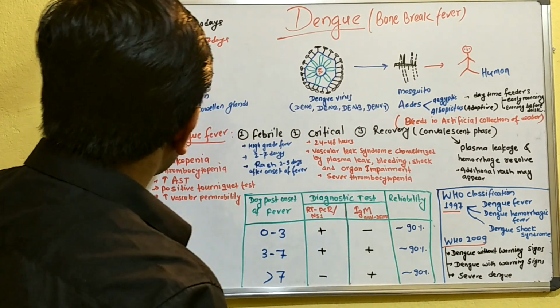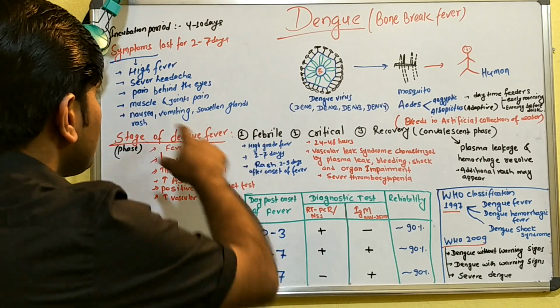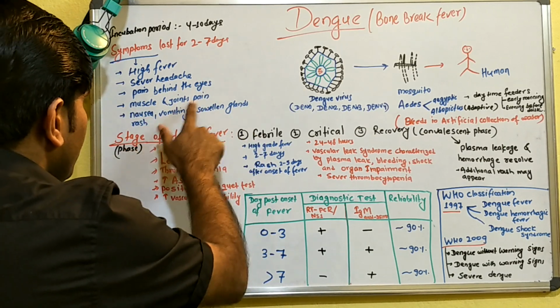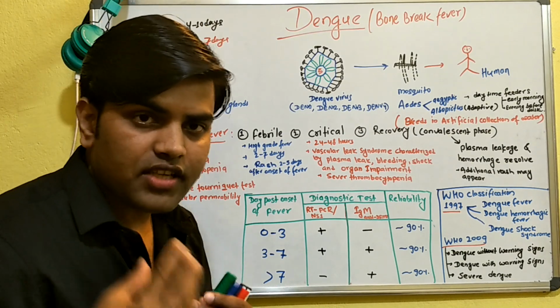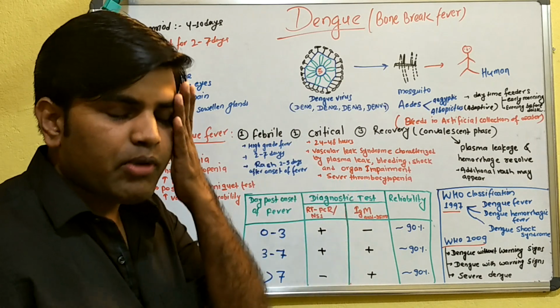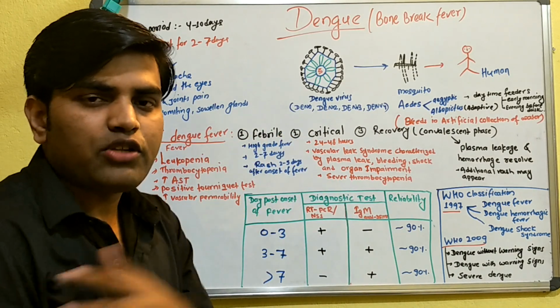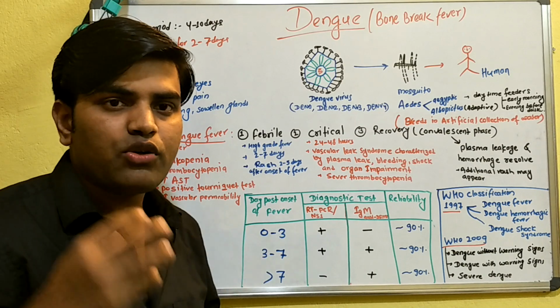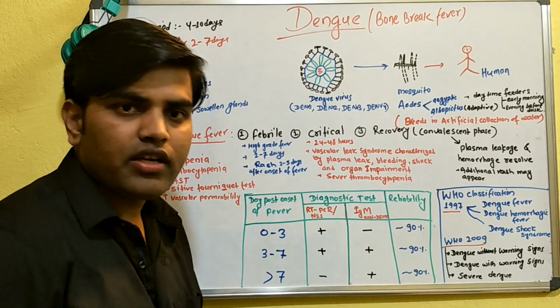So what are the symptoms you have? You will have a high fever, severe headache, pain behind the eyes, muscle and joint pain, nausea, vomiting, swollen glands, and rashes. These are the features you will present. So you need to understand, if you are having high fever, pain around the eyes, a headache, muscle pain, joint pain, then you have to suspect, oh, I might have dengue, so I need to get checked.